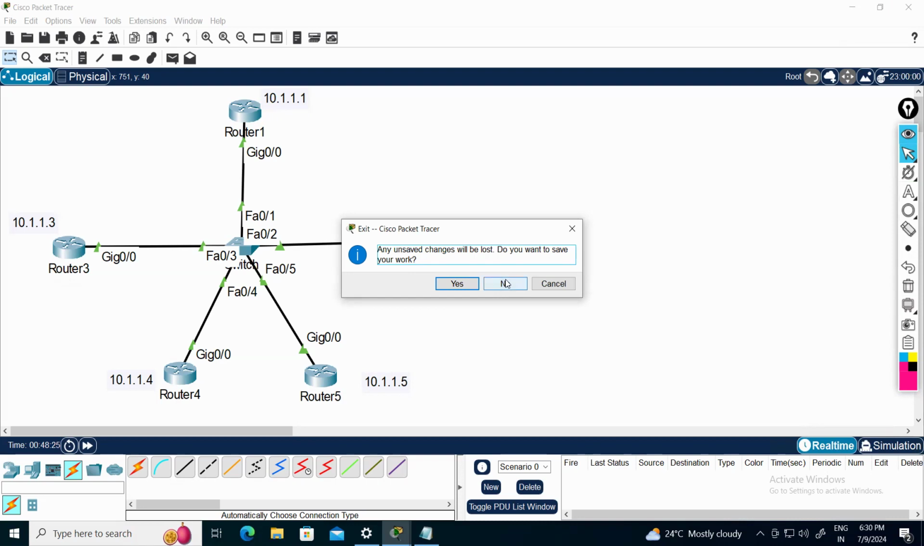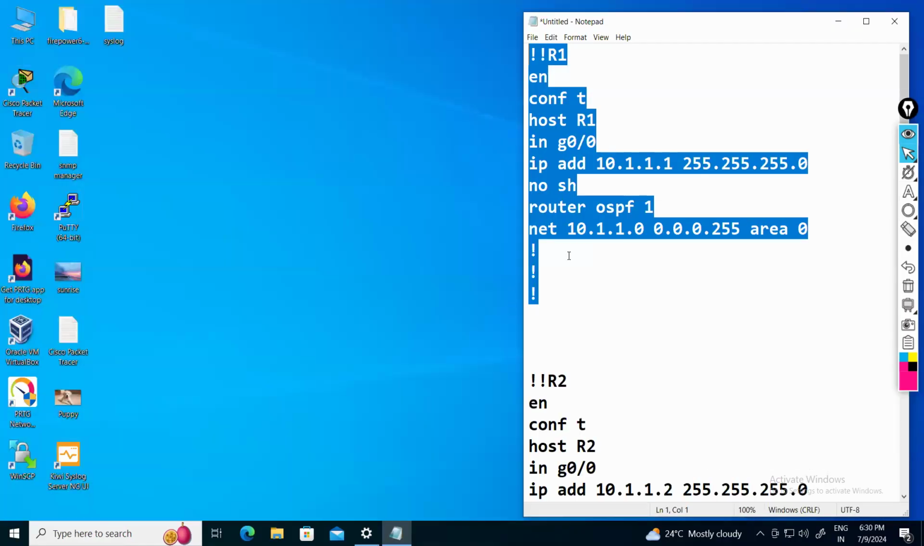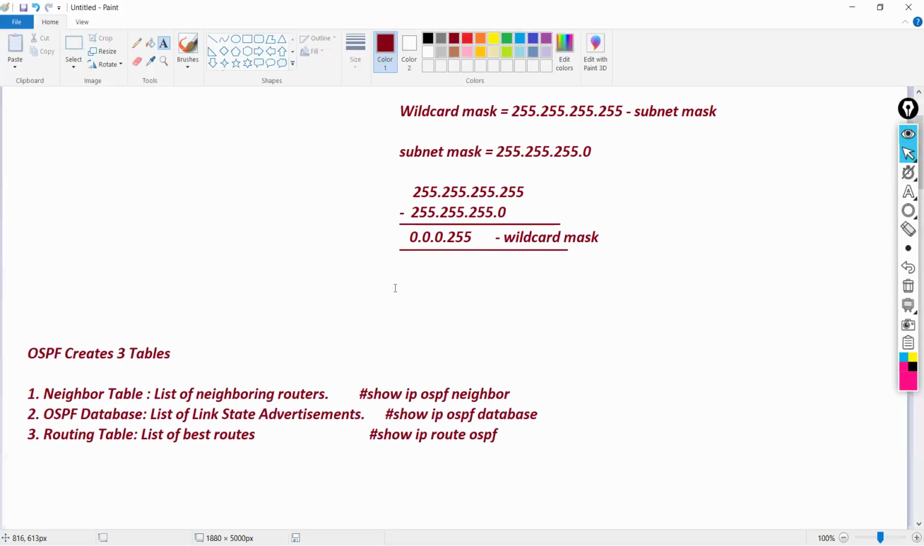CCNA will be very small things only. Furthermore, configurations and deeper protocols will be in CCNP. I'll close it. Any doubts? No? Then with this, your OSPF is complete.